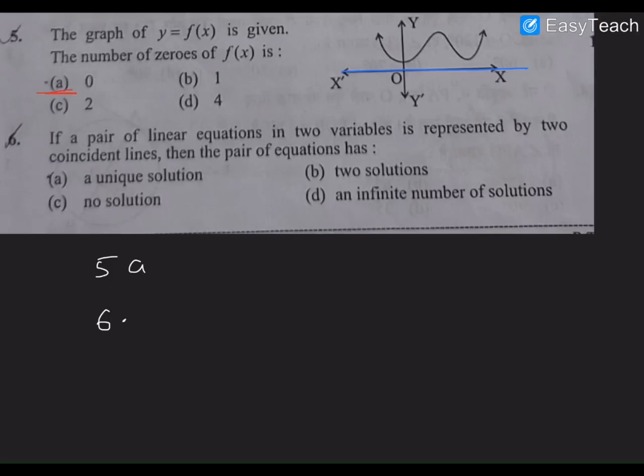Sixth, if the pair of linear equations in two variables is represented by two coincident lines, then the pair of equations has, if they are coincident lines, that means a1/a2 is equal to b1/b2 is equal to c1/c2. That means it has infinitely many solutions. So for this, D is the correct answer.